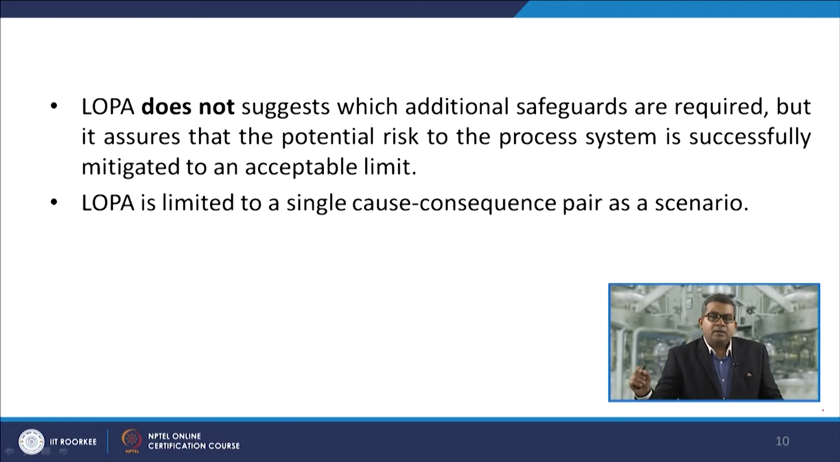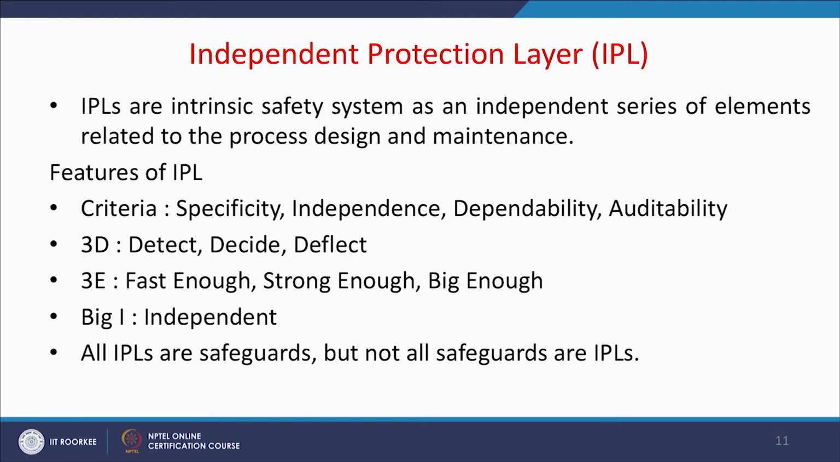Now remember, LOPA does not suggest which additional safeguards are required, but it assures that the potential risk to the process system is successfully mitigated to an acceptable limit. Now this LOPA is limited to a single cause-consequence pair as a scenario. So let us have a look at the independent protection layer, that is referred to as IPL.